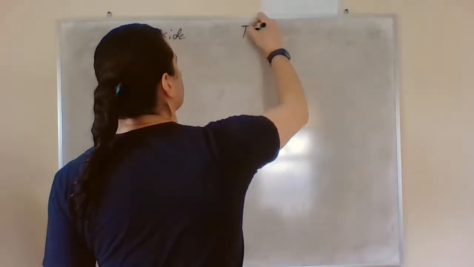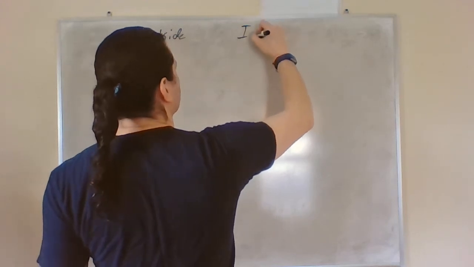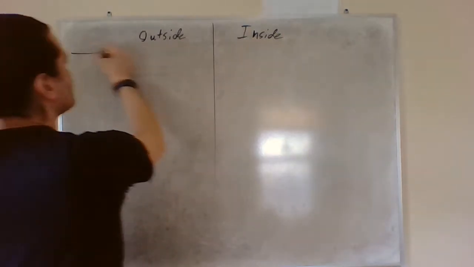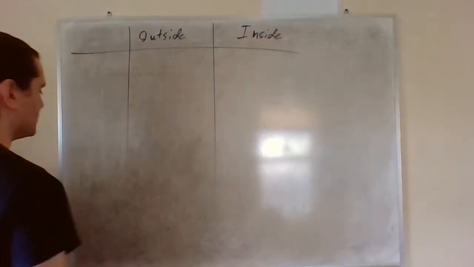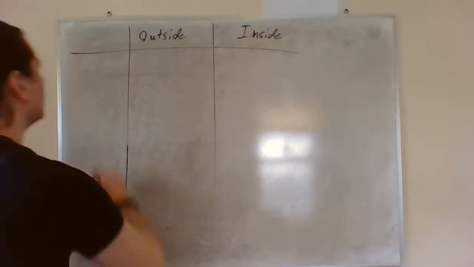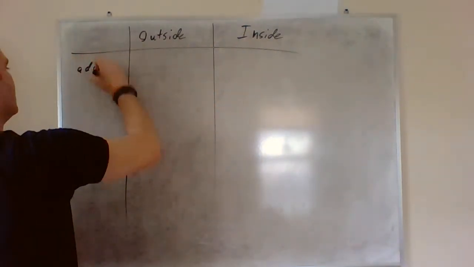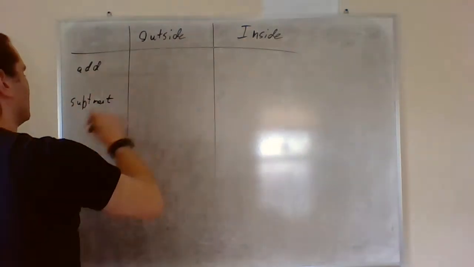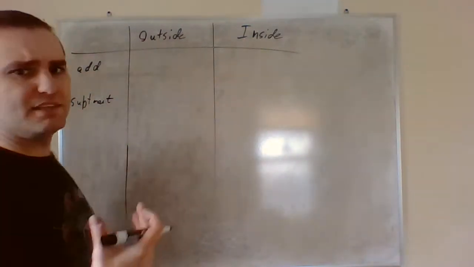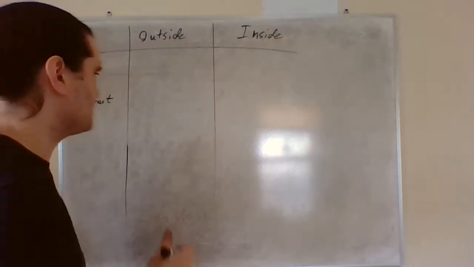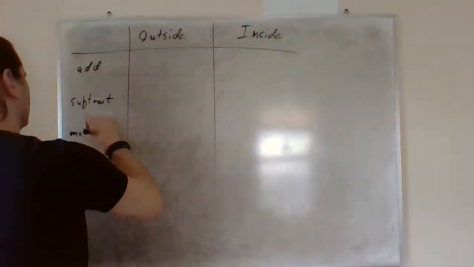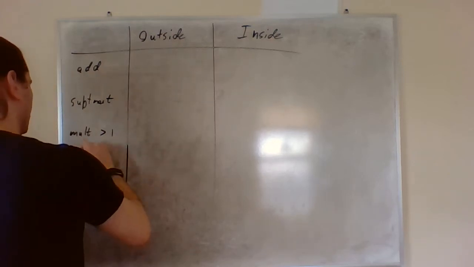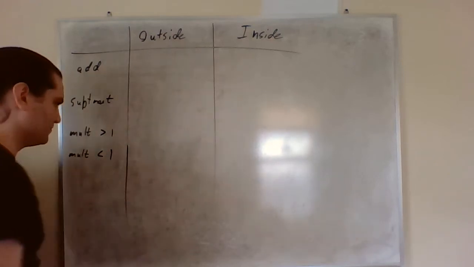The two places these operations can happen are the outside and the inside. And the things that we're going to do are we're going to add, we're going to subtract, instead of saying multiply and divide, I'm going to say multiply by a number greater than 1. And I'm going to multiply by a number less than 1.